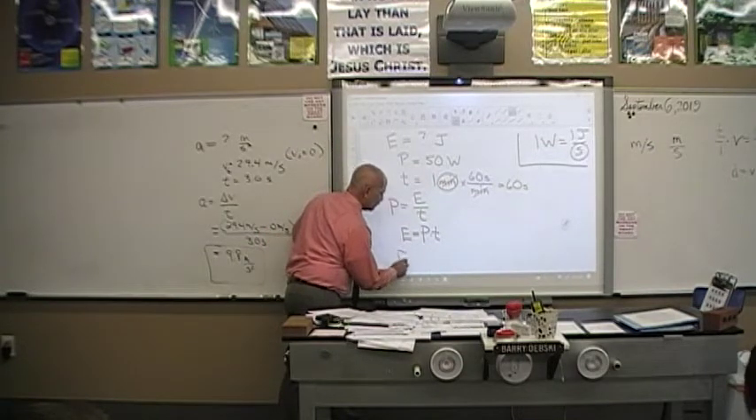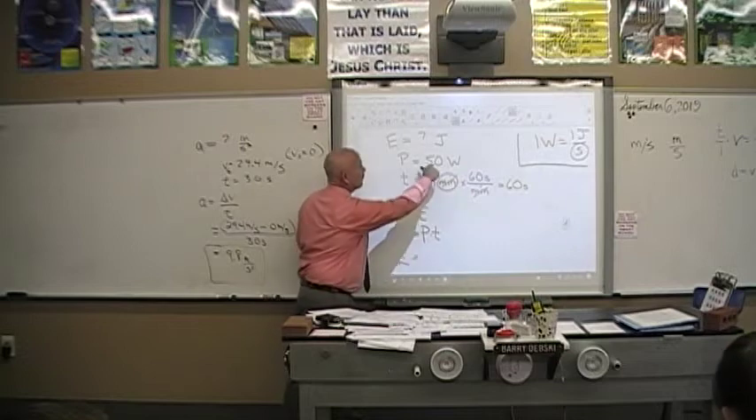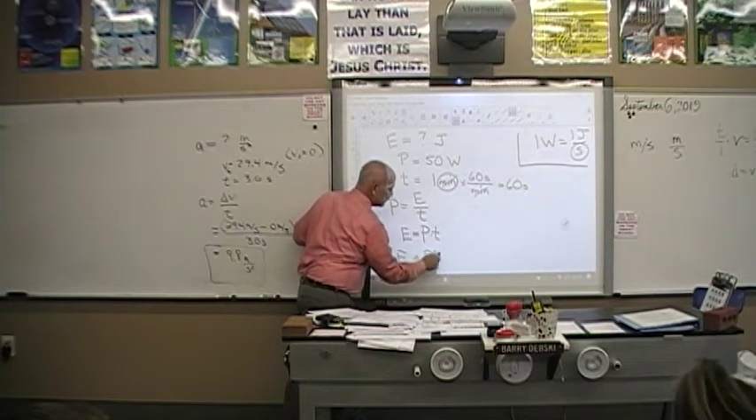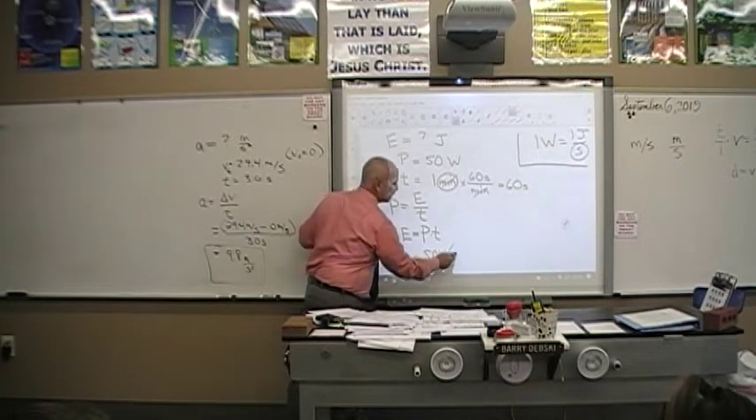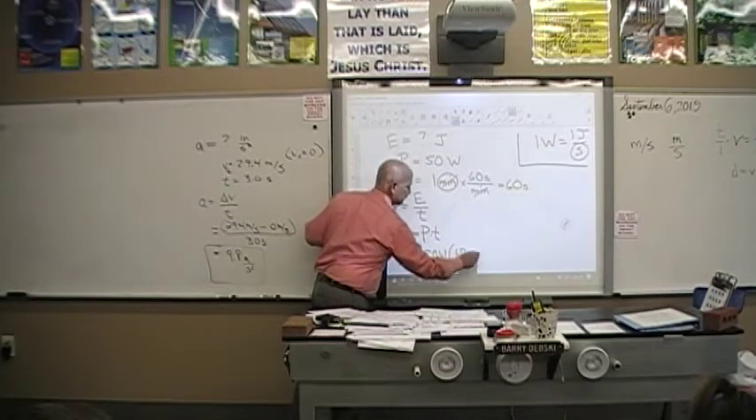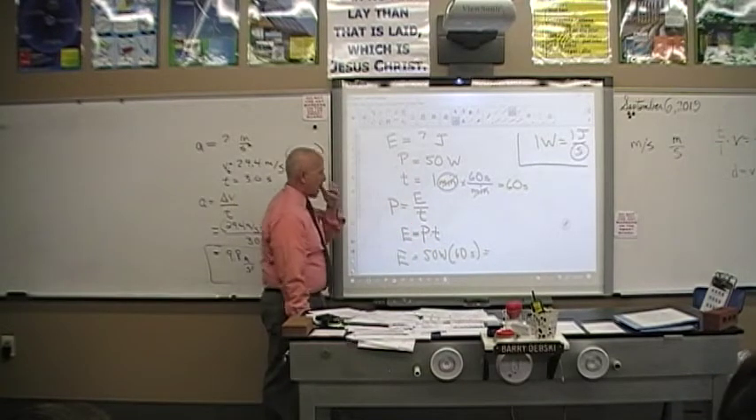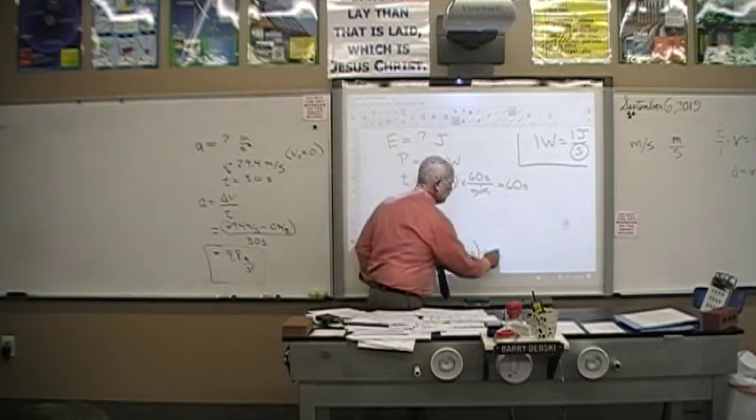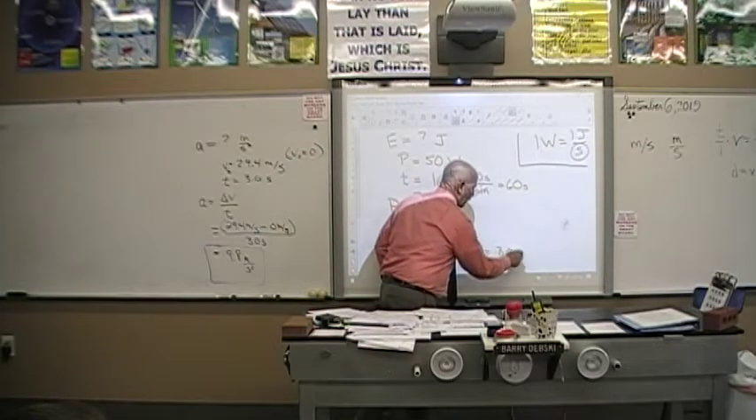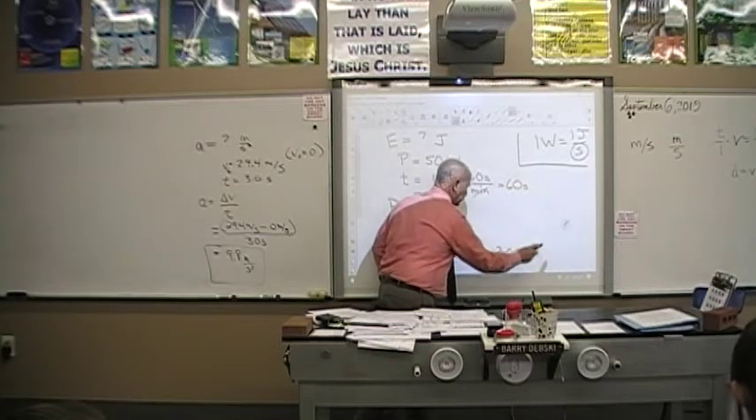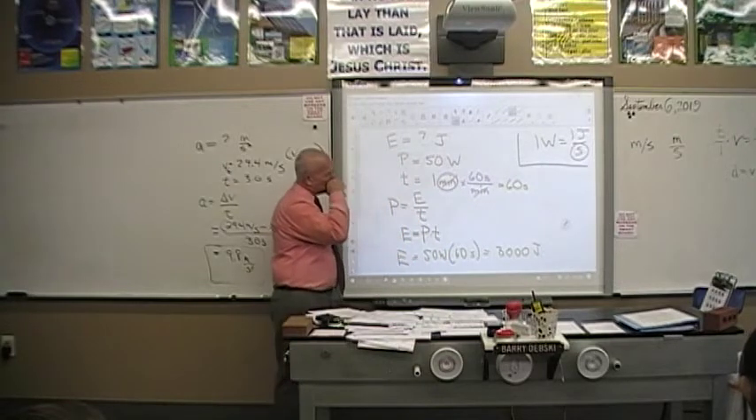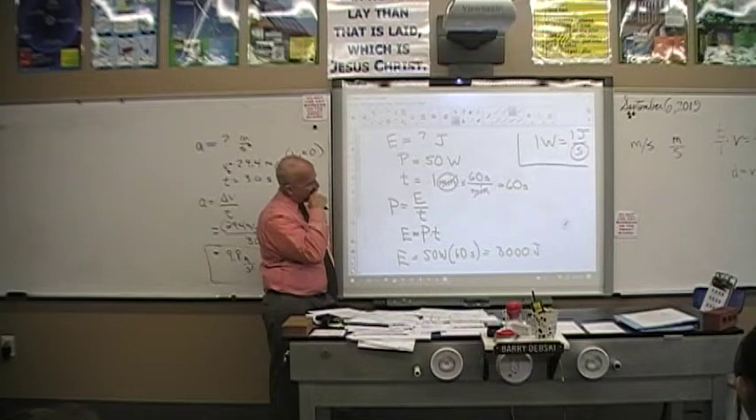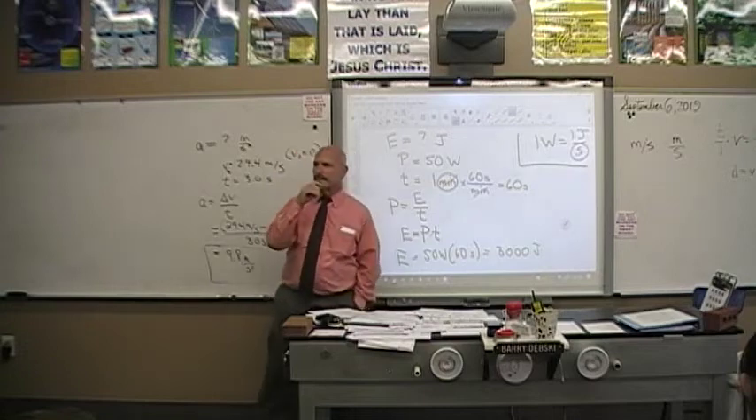Okay, we can substitute now. E equals 50 watts multiplied by 60 seconds. And it's going to be 3,000, looks like. What are we going to do for sig figs on this?